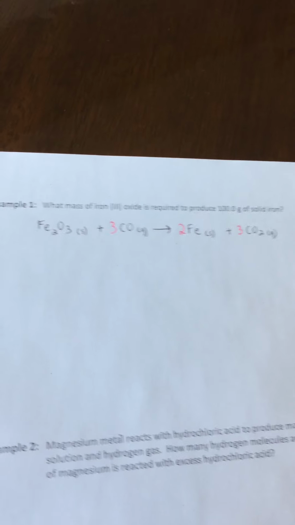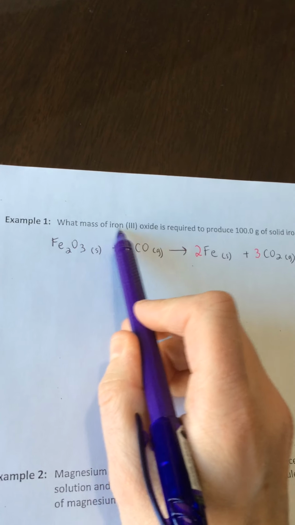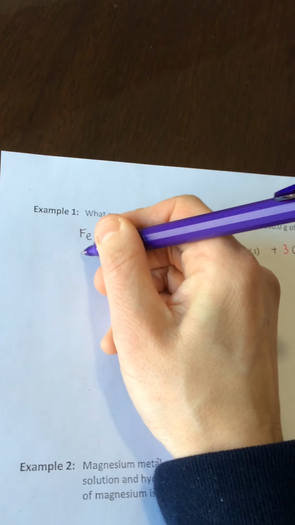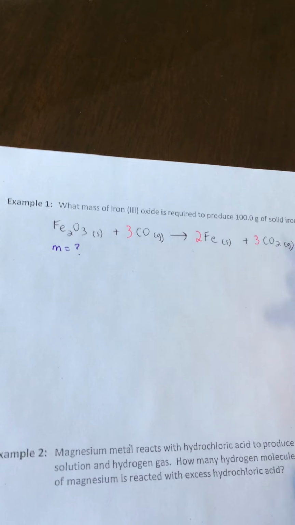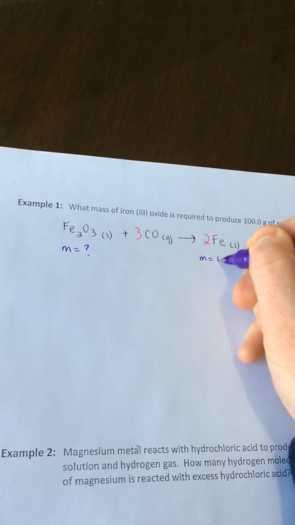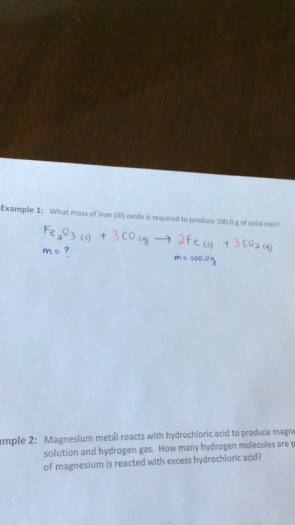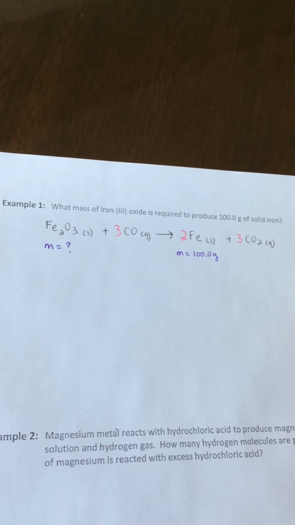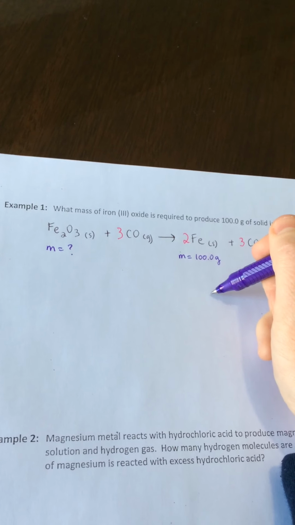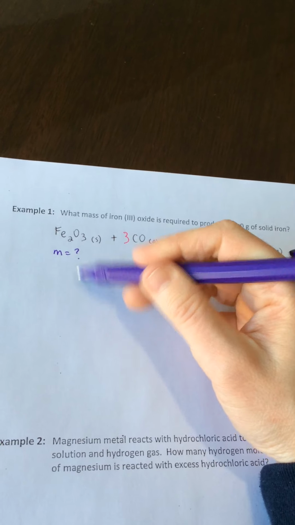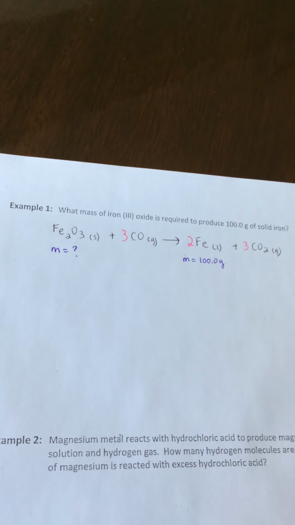Now I'm going to identify what I know and what I'm asked to find. So the question says, what mass of iron 3 oxide is required? So that is what I want to figure out. Well, what information do I have? I have that 100.0 grams of solid iron is produced. That's all I have. What we need to do is convert this amount into moles, use the molar ratio to find moles of this reactant, and then convert that to mass in the final step.